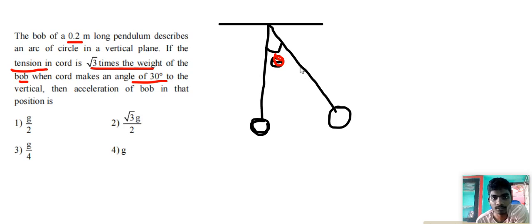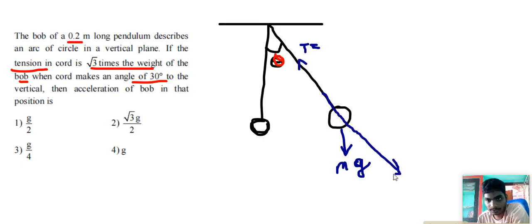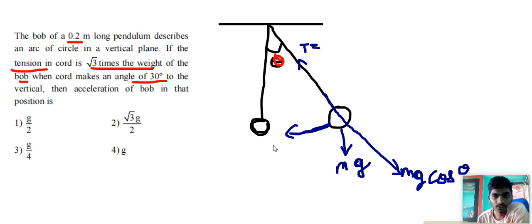So what are the things taking place here? This is the tension. This is mg, the weight of the bob, which acts downwards. From the vertical direction, this component is mg cos theta. And in the direction in which the bob moves toward the equilibrium, the component is mg sin theta. This is a force acting on this particle.